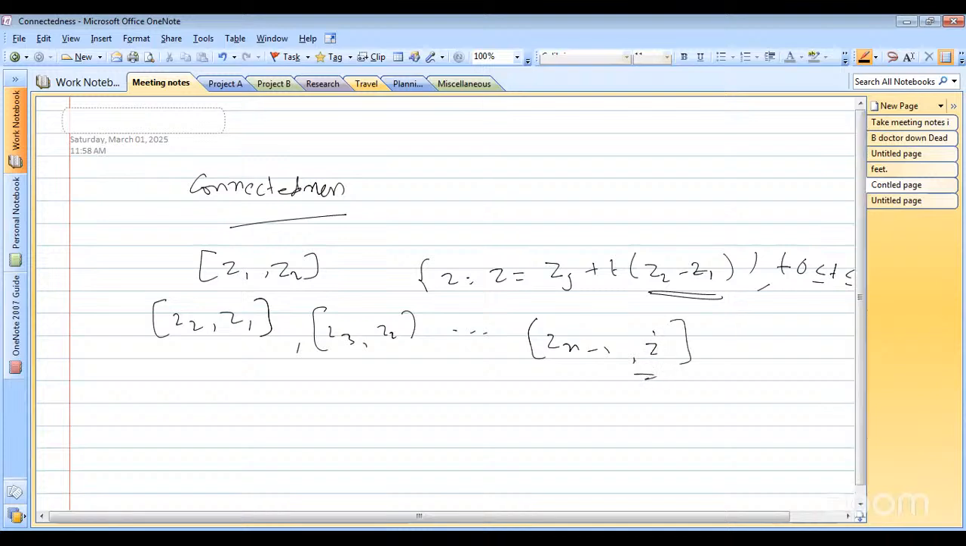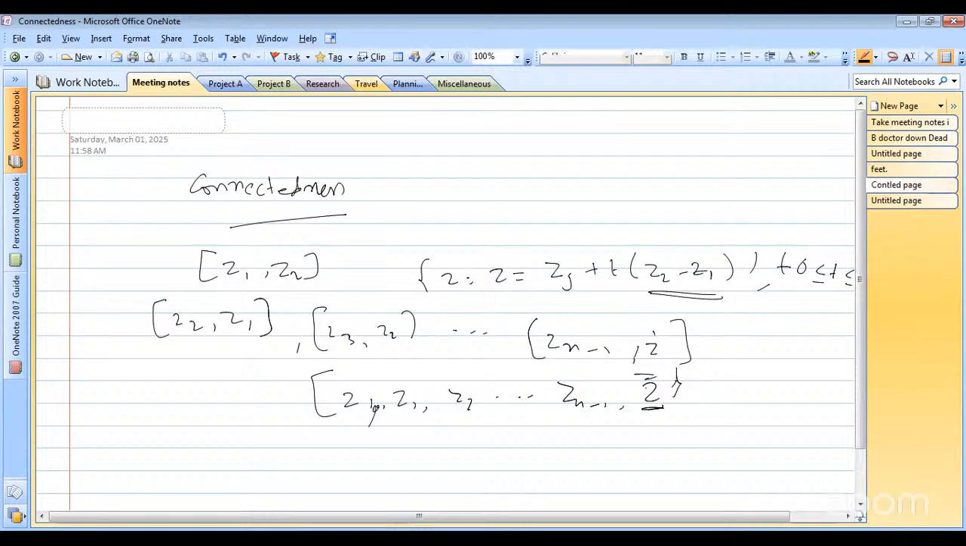These are line segments. We can write this set as [z, z1], [z1, z2], and so on, up to [z(n-1), z']. This is the definition of connectedness.